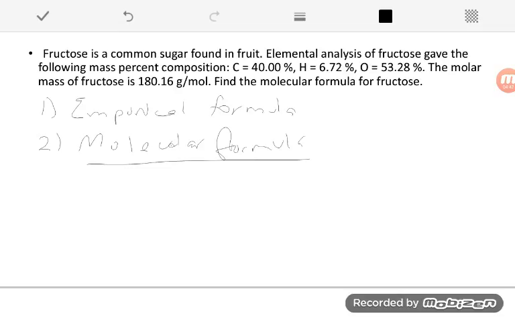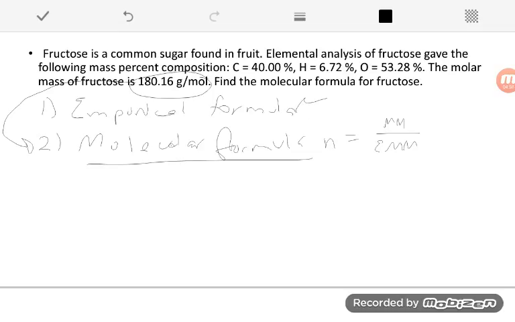So when we're doing the molecular formula, that's when we do N equals the molar mass over the empirical molar mass. So it gave me this molar mass, and I'm just going to put that in my back pocket because I'm not going to need that until step 2. So I'm not going to do anything with that right away.